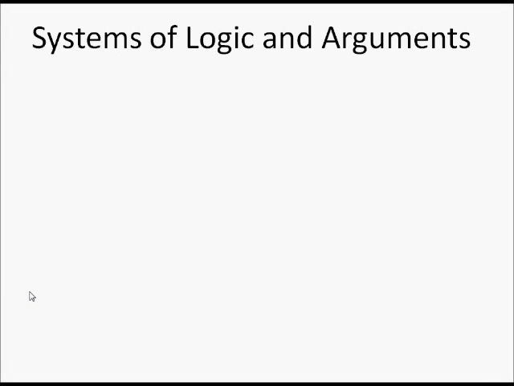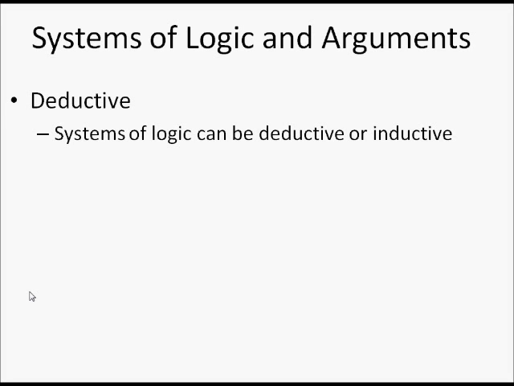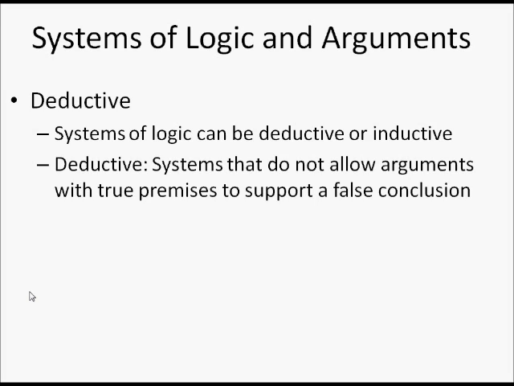Alright. So now that we have our definitions of logic and arguments taken care of, we can talk about different properties that logic and systems of logic and arguments have. To begin with, we'll talk about deductiveness. So systems of logic can be deductive, or they can be inductive, or they can be neither. Now, what does it mean to be deductive?